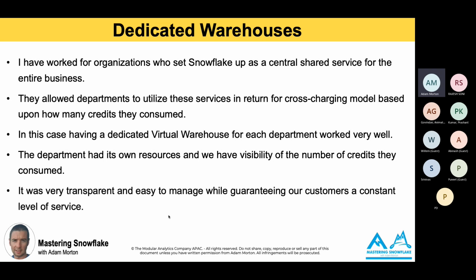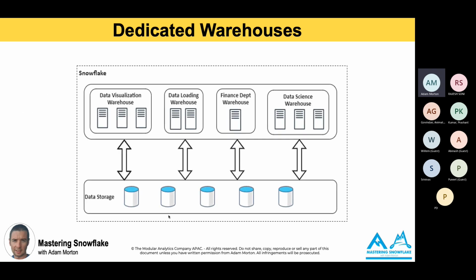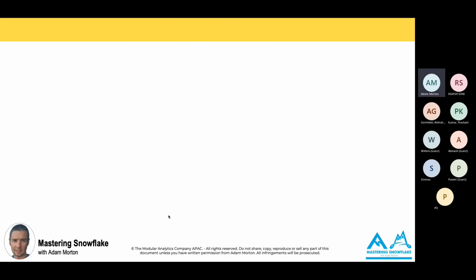So it was very transparent, very easy to manage, and it also guaranteed the customers a constant level of service, because if finance have got their own virtual warehouse, let's have a look at this diagram, then nobody else can compete with those resources. So they're only competing with themselves. So they can manage that pot of resources themselves as well as their credit spend. So that's an illustration of how that could potentially be configured and set up.